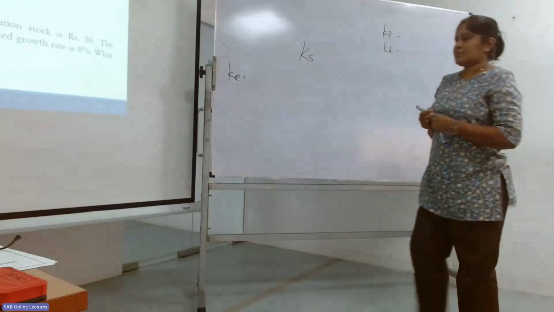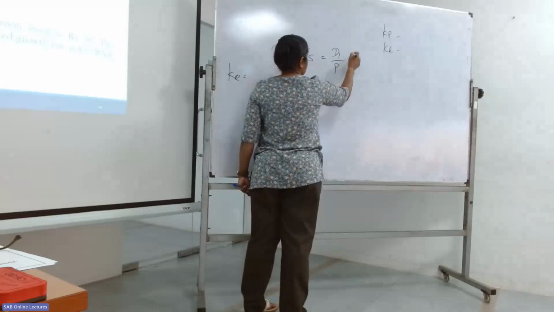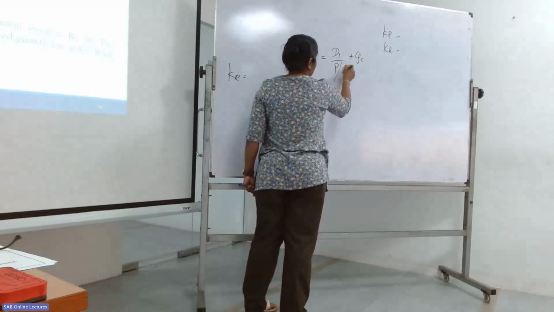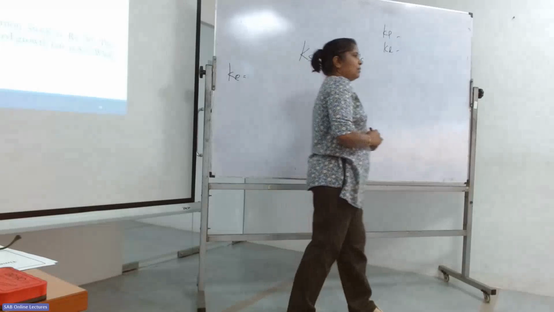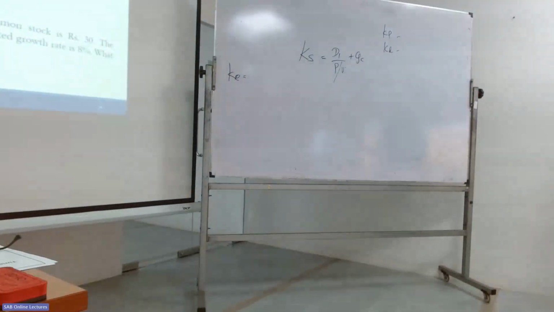Right. Here this is equal to D1 divided by price plus growth rate. Here this price we assume as the intrinsic value on a particular assumption. This is the market price, 30 rupees. So we suppose this market price as the fair price, or we consider it as the intrinsic value. Under the assumption of, what is the assumption?